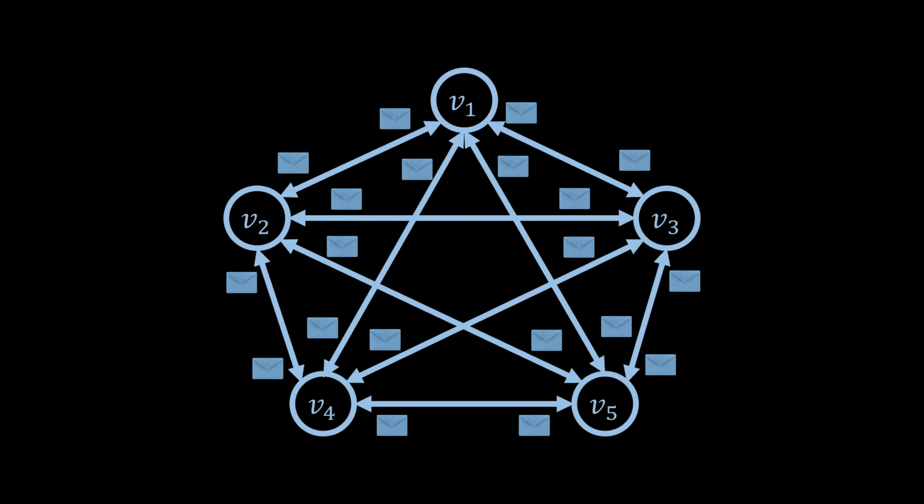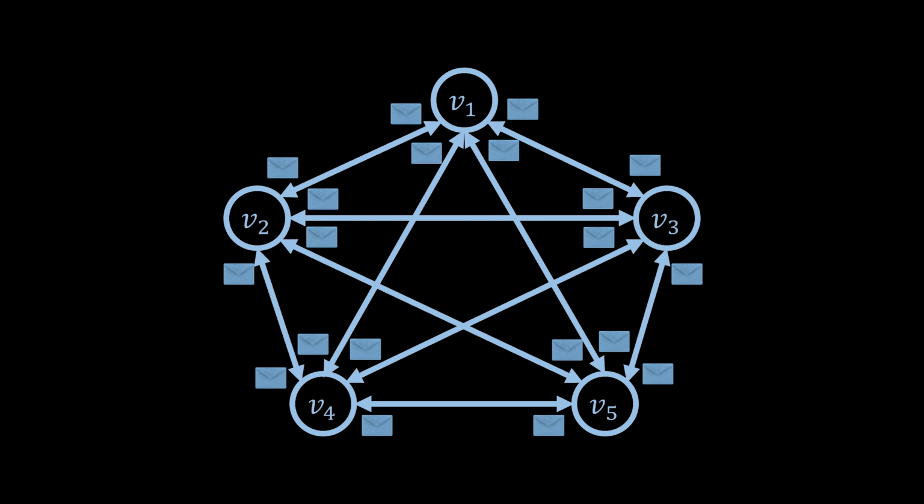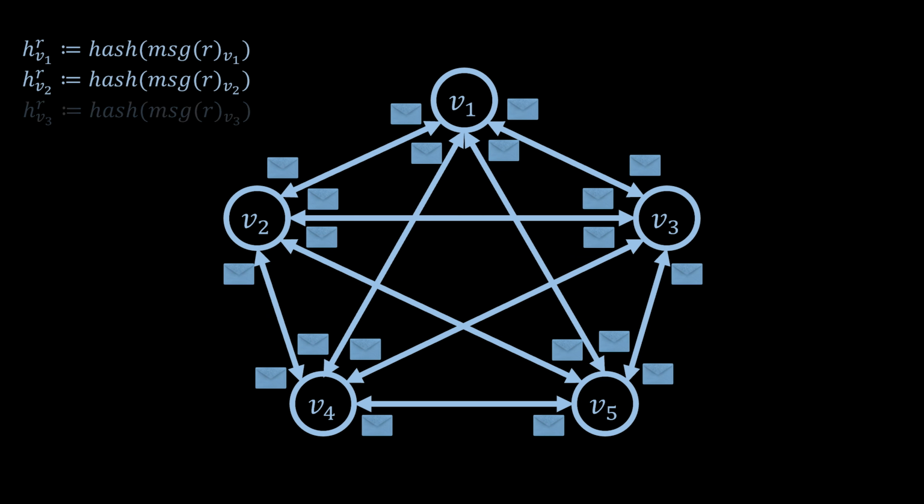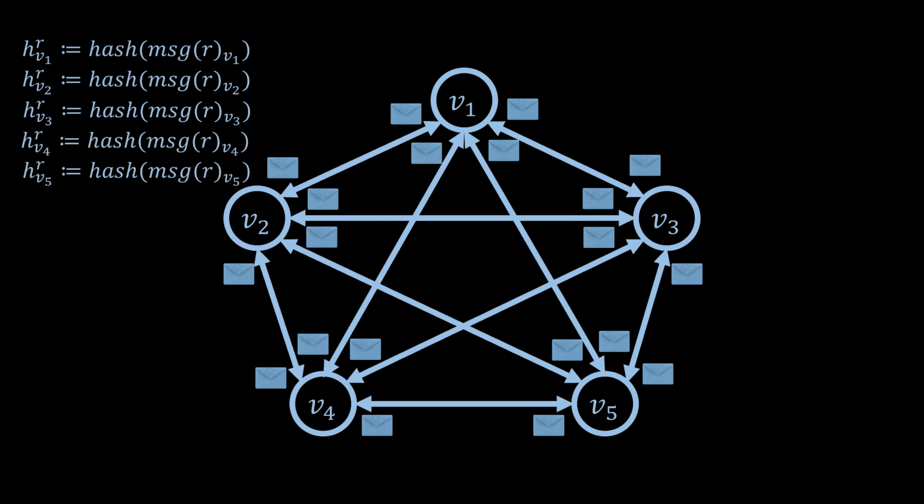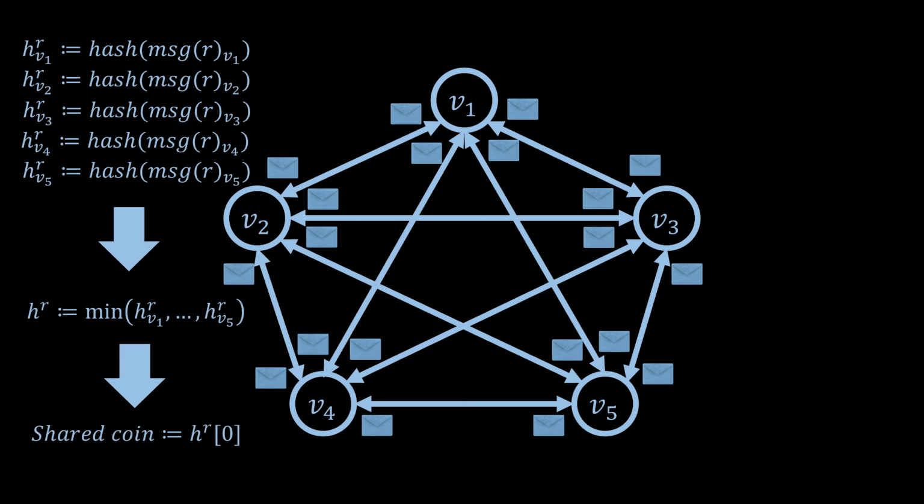Once all messages have been exchanged, the nodes have a list of all messages including the signatures. After verifying the signatures, all messages are hashed. The hashes are then interpreted as large numbers and the smallest of these numbers is determined. The outcome of the shared coin toss is then simply the lowest order bit of this hash value.